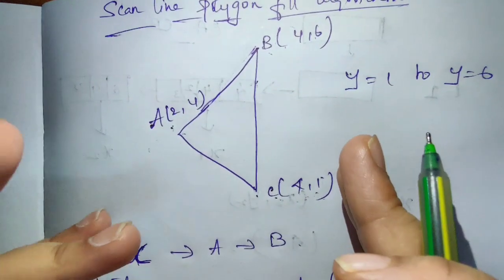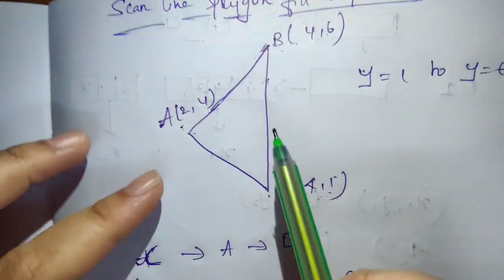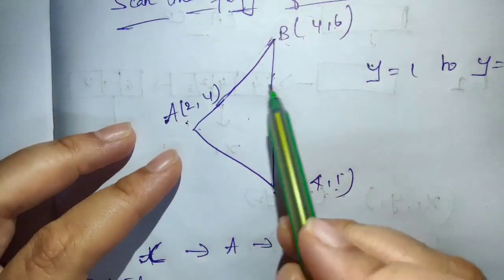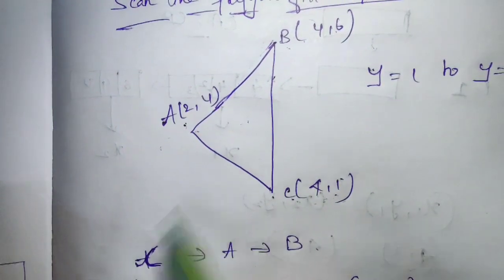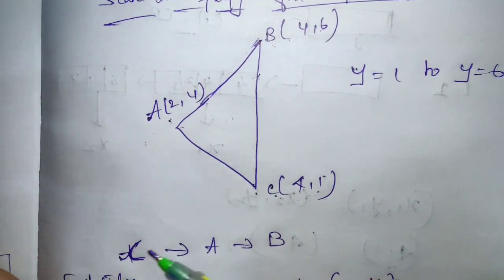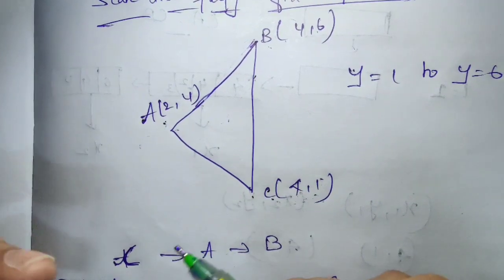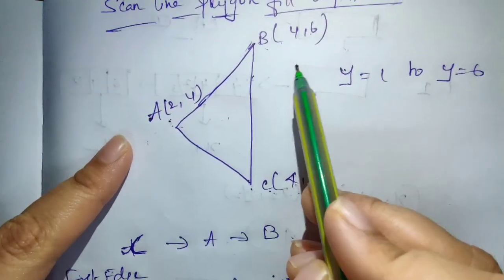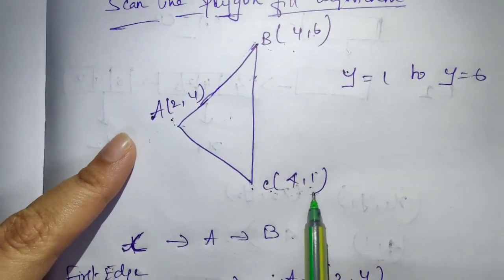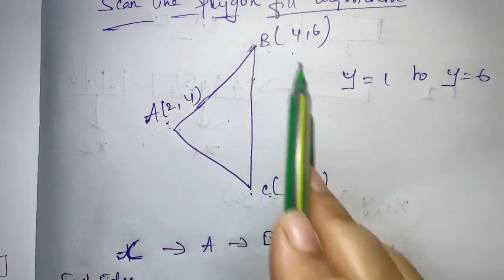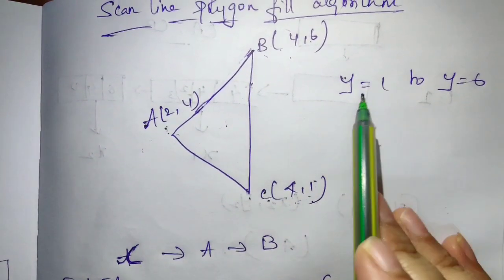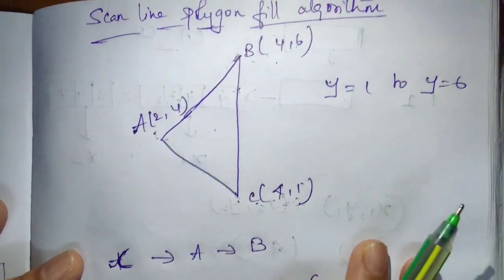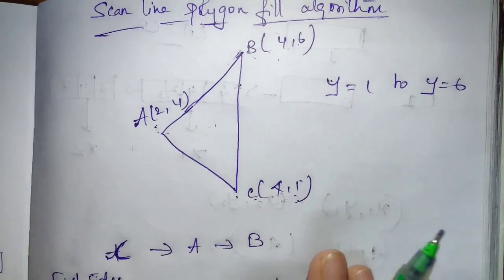So here, the main concept of the scanline polygon fill algorithm is to fill the color inside this polygon. This is one polygon and we need to fill the color inside it. The question they might ask is: explain the scanline polygon fill algorithm, determine the content of the active edge table to fill the polygon with vertices A (2, 4), B (4, 6), C (4, 1). Based on the question we need to plot this polygon for y equal to 1 to y equal to 6. They will mention all these things in the question. So based on this question we need to find out the points.